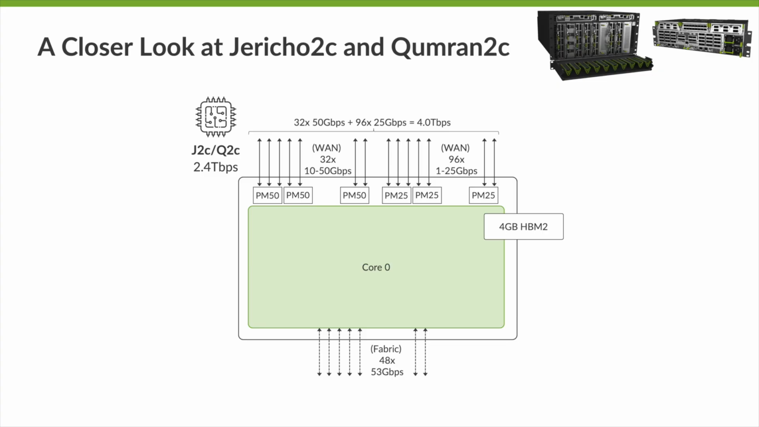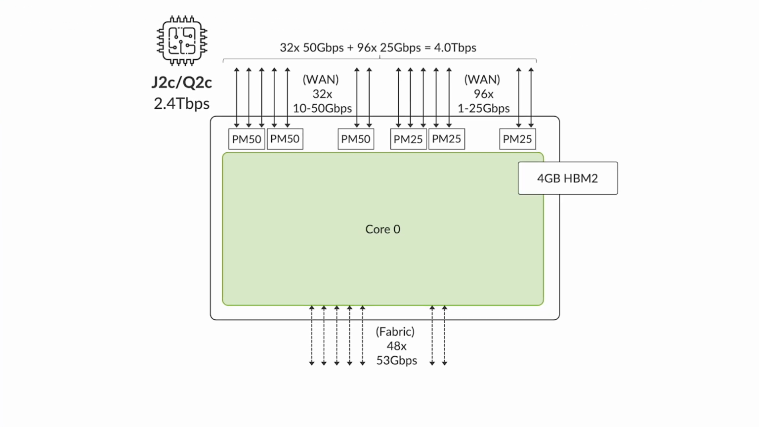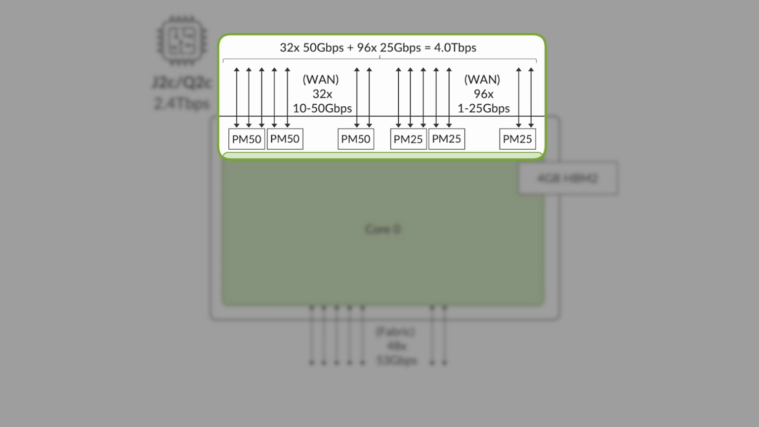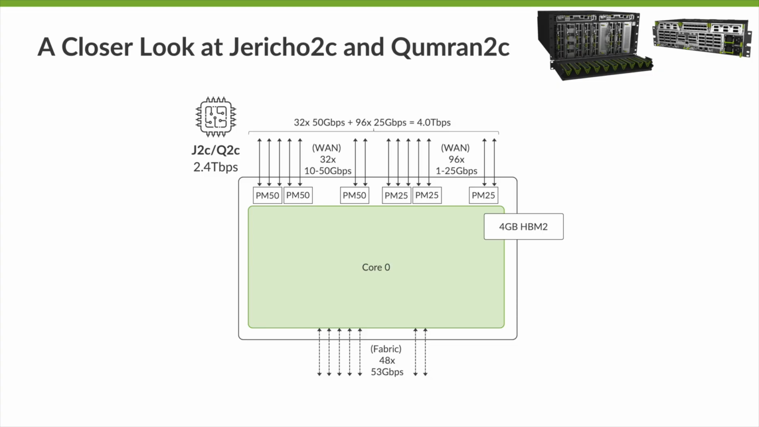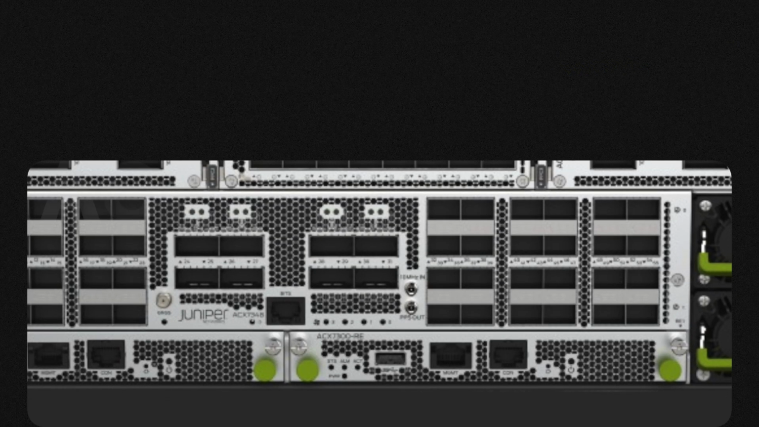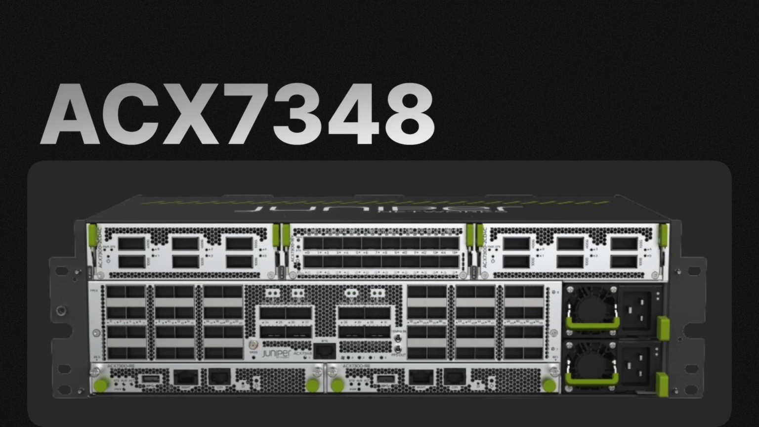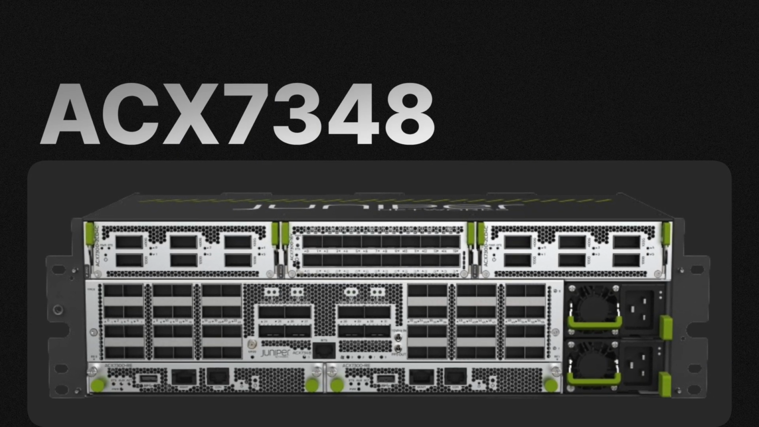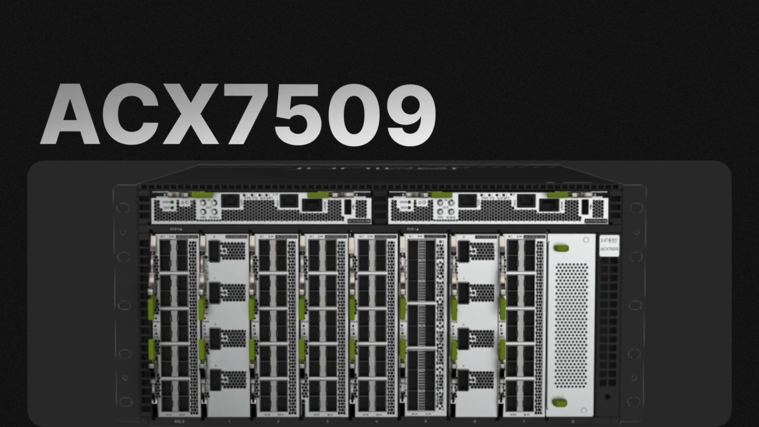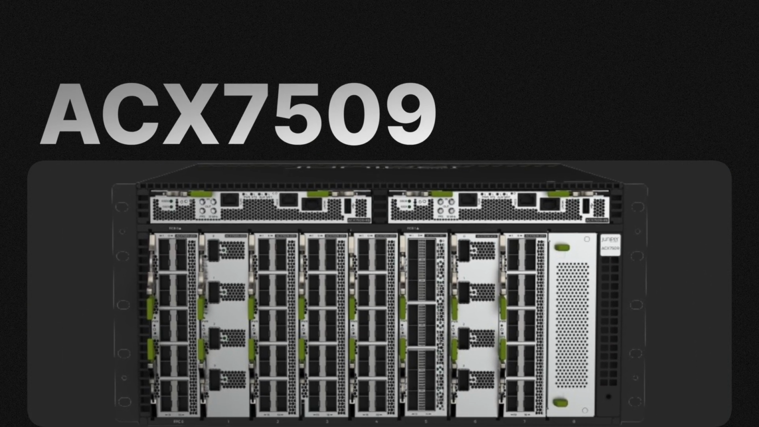Now, the second chipset I'm showing here is a Qumran 2C or Jericho 2C. At high level, I would say it is half of a Jericho 2 with a single core, 2.4 tera of forwarding. What is different is the number of SerDes and their category. I will come back to that in a second. We're going to have half of the external memory. And for the rest, it's very similar, Class B timing, no MACsec. We're going to use it in the two ACX7300, 32 and 48, and on the FIBs inside the ACX7509.